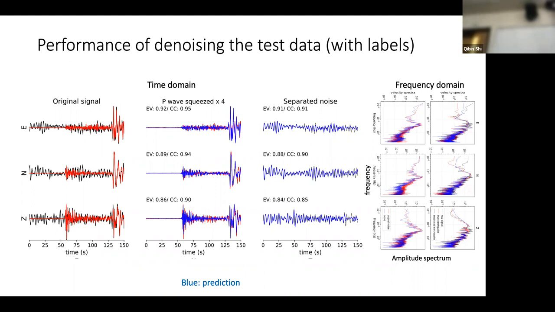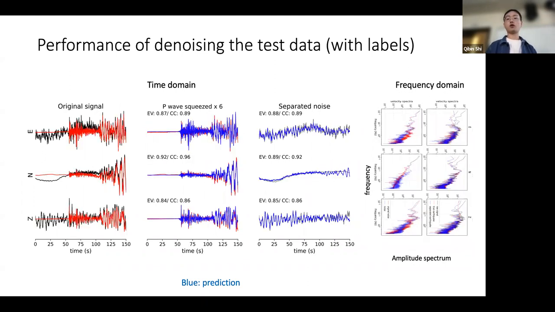The second phase is actually S wave. You can see here there's a squeezing rate. Remember that we did the stretching; we compress the waveform. Here it's totally 150 seconds, but the squeezing rate is 4. That means it's actually a 600-second waveform that we squeeze into 150. So this is actually S wave. Yeah, it finds S wave as well.